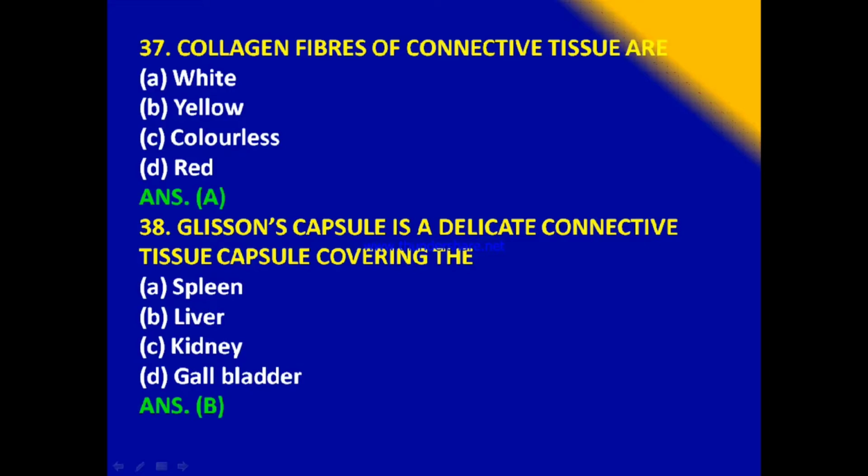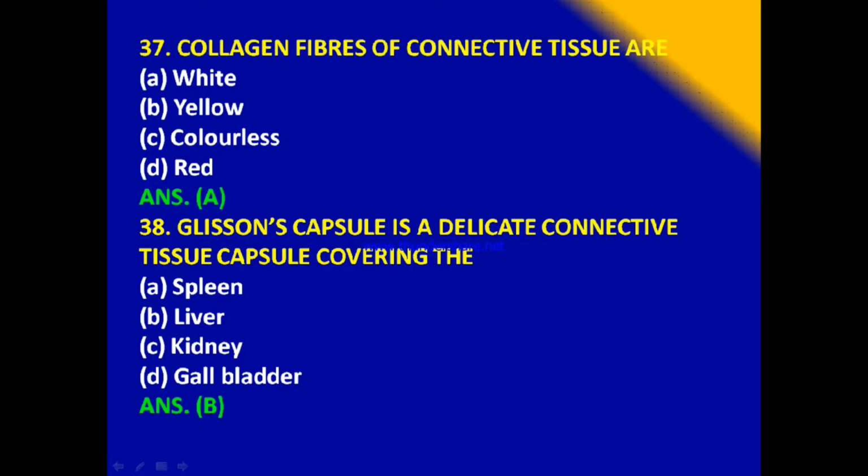Glisson's capsule is a delicate connective tissue capsule covering the spleen, liver, kidney or gallbladder. So the answer is liver. Glisson's capsule is a delicate connective tissue capsule which covers the liver.